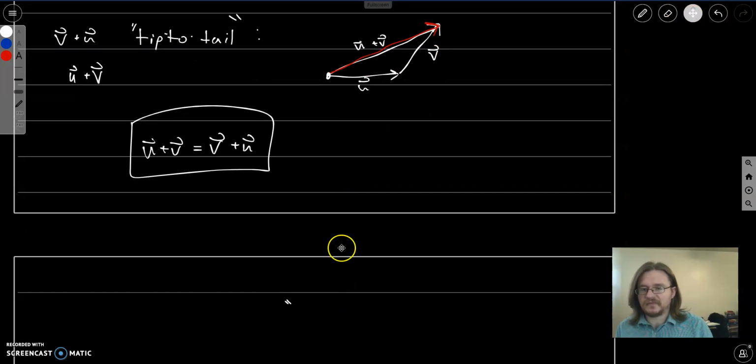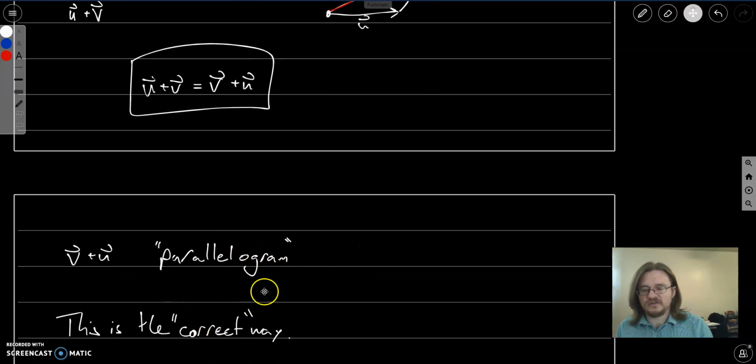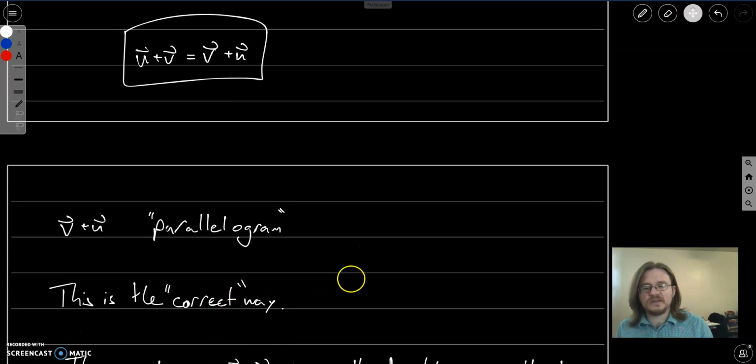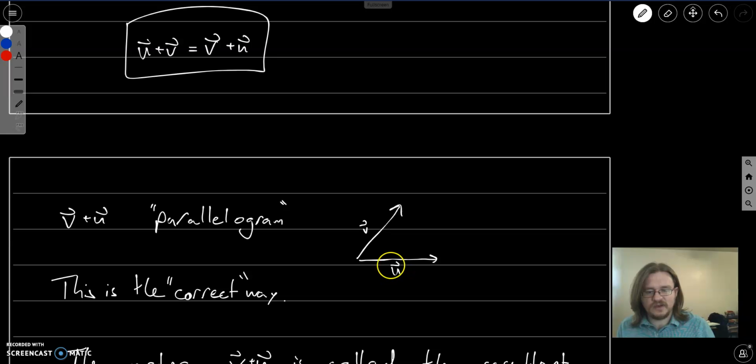And the one final way that I want to show you how to add vectors is more or less what the book calls the correct way. And I think that this way is very, very helpful for a lot of reasons. Calling it the correct way, I think there's lots of ways to do this. But anyway, v was the vector pointing up and to the right, about that long. And u is the vector pointing straight to the right, about like that.